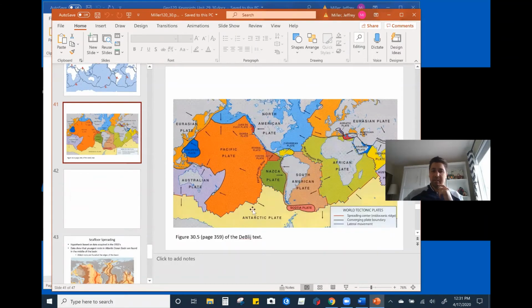Here are the big plates that we know, the world tectonic plates. Here we have the land masses in gray, and everything else is colorized by some type of unique plate. The largest one would be the Pacific plate, which, if this is North America and this is Asia, takes up a big, big portion of the Pacific Ocean itself.